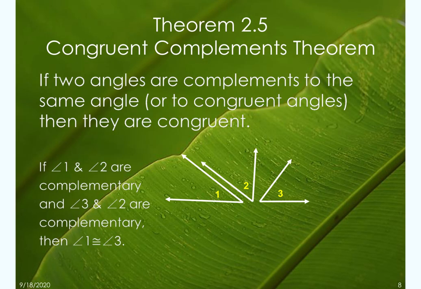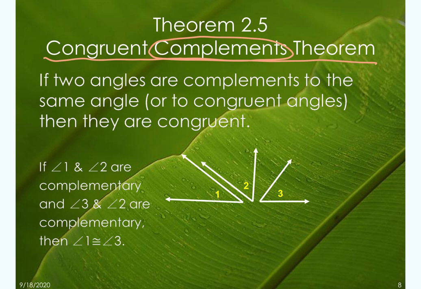All right, theorem 2.5. Now we did congruent supplements theorem. This is congruent complements theorem. So the same kind of theorem, the only difference is instead of supplementary, we're talking about complementary. If 2 angles are complements to the same angle or to congruent angles, then they are congruent.